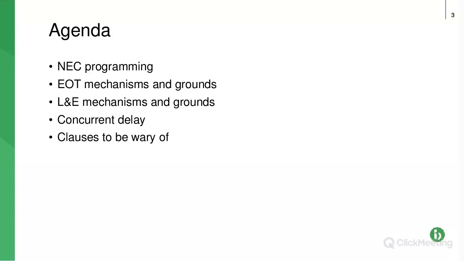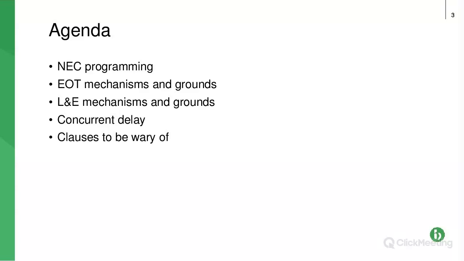But I'm going to look at, particularly with NEC, what you need to do in terms of your programming. And the reason I want to look at that is because quite often contractors, subcontractors still don't get it quite right, understandably, because it's quite complicated, quite convoluted, or not complicated, but there's just a lot of it there.